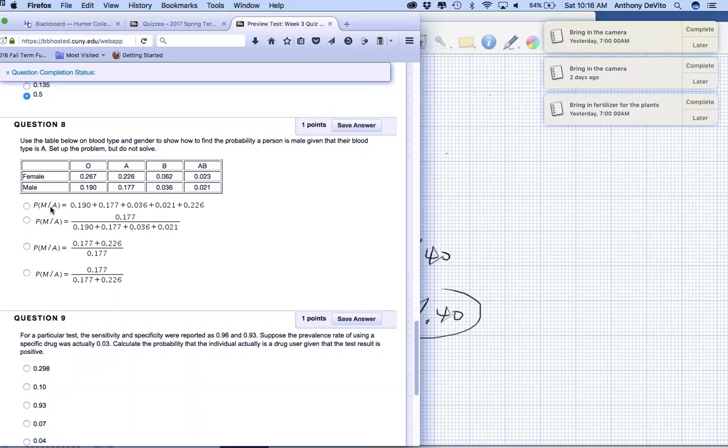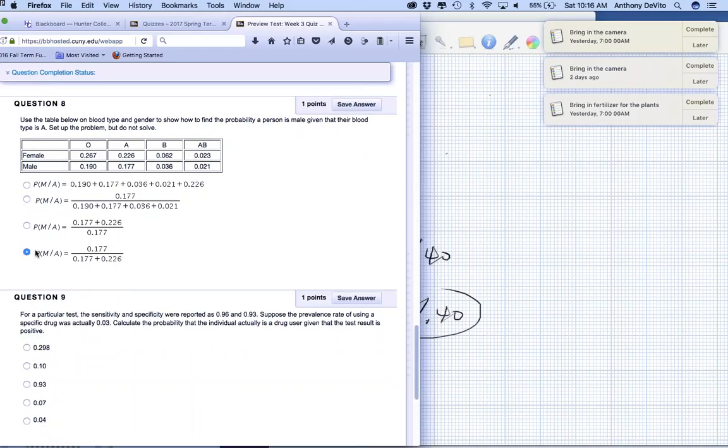Okay, so first of all, we're only dealing with people that have blood type A. So that's going to be 0.226 and 0.0177. So those are going to be on the bottom of our ratio, that's going to be our denominator. So the only one I see that has that denominator is going to be this one. And just to check it, the probability the person is male is going to be that probability as your numerator over that as your denominator. So clearly we didn't even have to go that far, right? We're able to tell that right away.